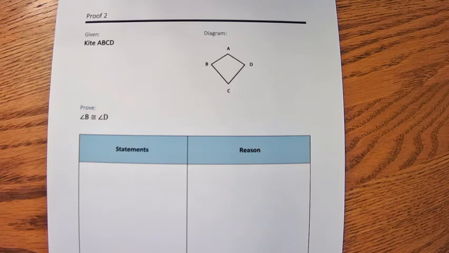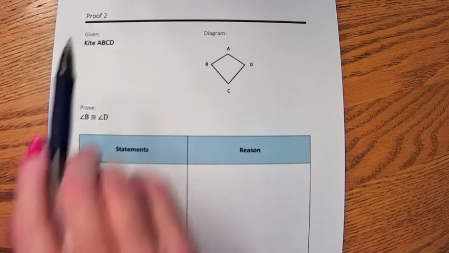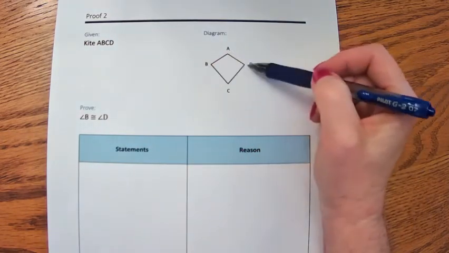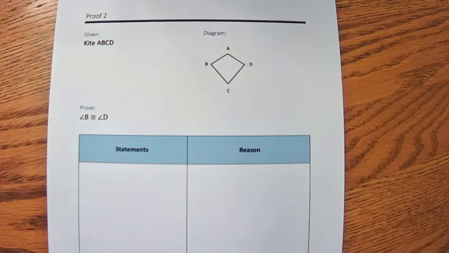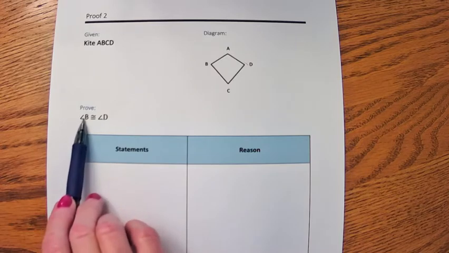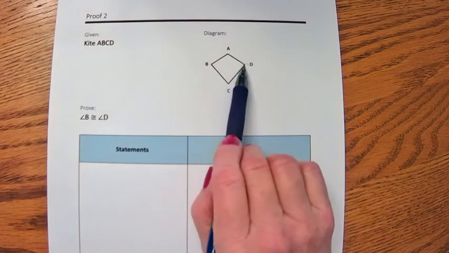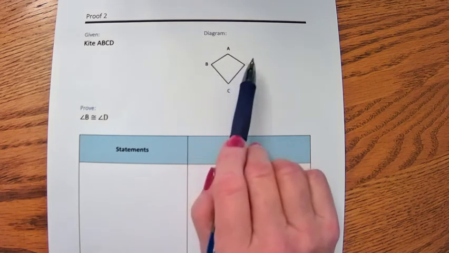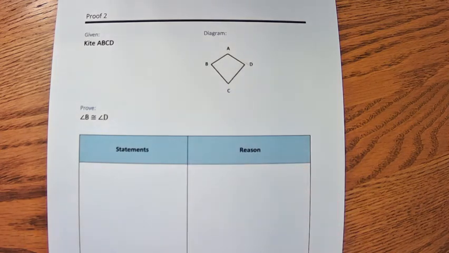In proof 2, all we're given is the quadrilateral, the kite ABCD. We're told that that's a kite, and we are being asked to prove that angle B is congruent with angle D. That is actually part of a definition of a kite, but we're being asked to prove it. So how would you prove this?